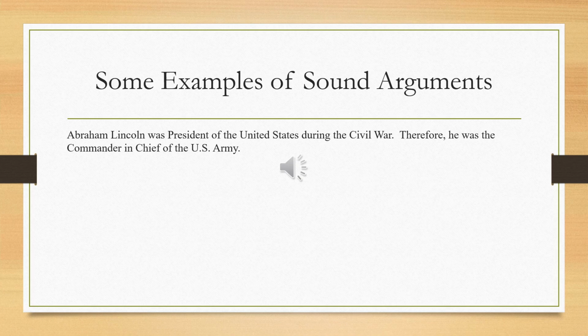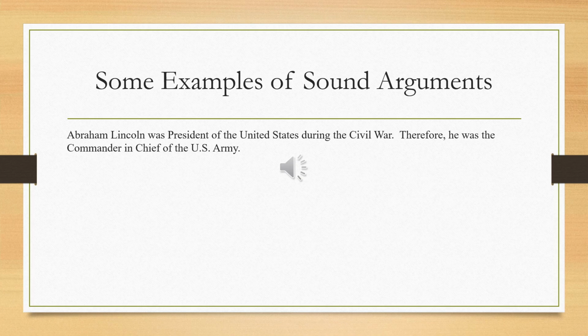If it were true that Lincoln was president during the Civil War, then it would have to be the case that he was Commander-in-Chief of the U.S. Army. So, valid argument. Now the next question is, is it actually true that Abraham Lincoln was president of the United States during the Civil War? And yes, in fact, it is a true claim. So the premise is true. If the premise were true, the conclusion would be true. So therefore, this is a sound argument with a true conclusion.